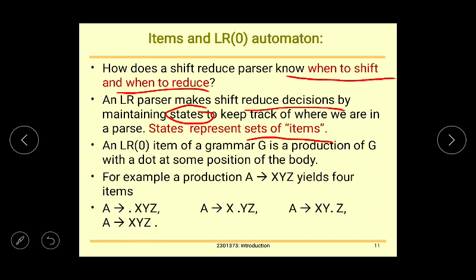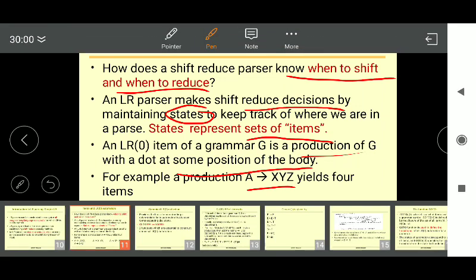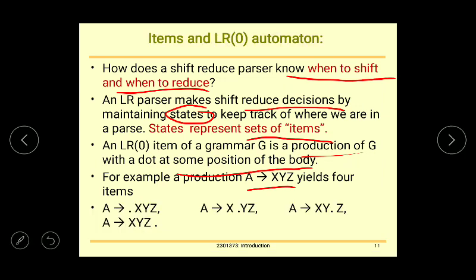So an LR(0) item of a grammar G is a production of G with a dot at some position of the body. Now consider one example like A gives XYZ is a production. This particular production yields 4 items, that is A gives dot XYZ. Means we can have a dot in the beginning, a dot followed by XYZ, or X dot YZ, or XY dot Z, or finally XYZ dot.